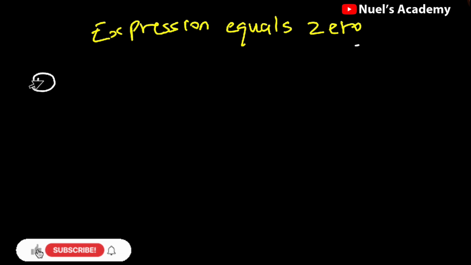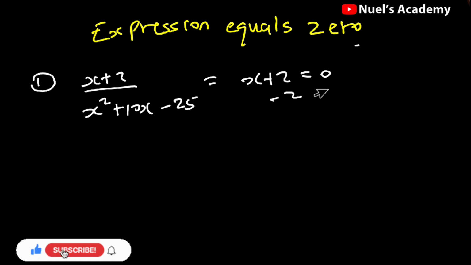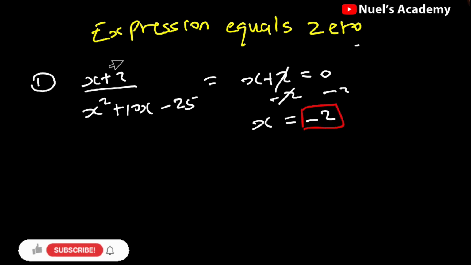So question number 1, we have x plus 2 over x squared plus 10x minus 25. Now we just equate the numerator to 0. So we have x plus 2 equals 0. Then let's subtract 2 from both sides. This and this will cancel. Then x will be equal to 0 minus 2, which is negative 2. So if you plug in negative 2 into this expression, you're going to get 0 over a certain number, which I will represent with constant. So this will be equal to 0.